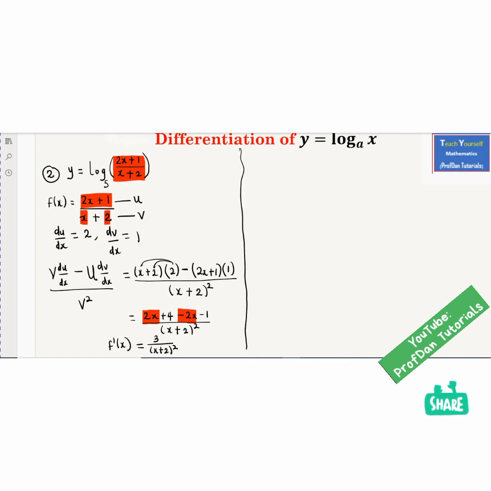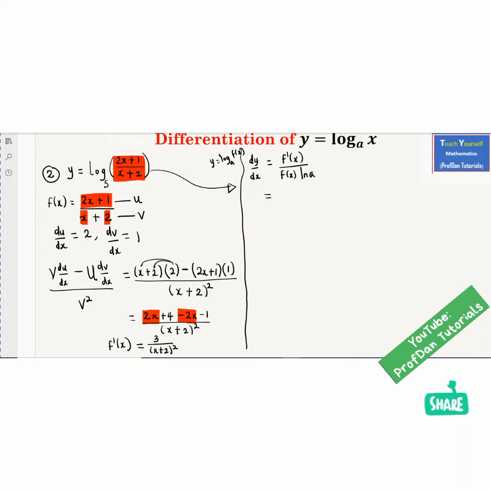Okay, so apply the general rule for differentiating a logarithm function to base a. Remember, the dy/dx for this type of function, we did say previously, is going to be f prime of x over f of x multiplied by ln of a, in the case of y equals log base a of f of x. Okay, so let's apply what we've got for this example.